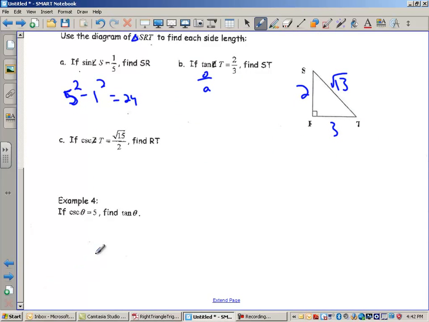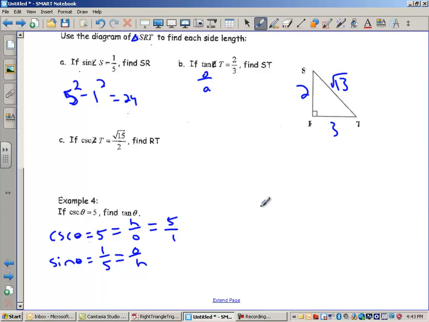Example 4. If cosecant of theta is 5. Now cosecant is the reciprocal of which trig function? Well, it's the reciprocal of sine. So I know that the sine of theta was 1/5. So you can think about this. The cosecant was hypotenuse over opposite, or you can go back to sine, opposite over hypotenuse. Either way.